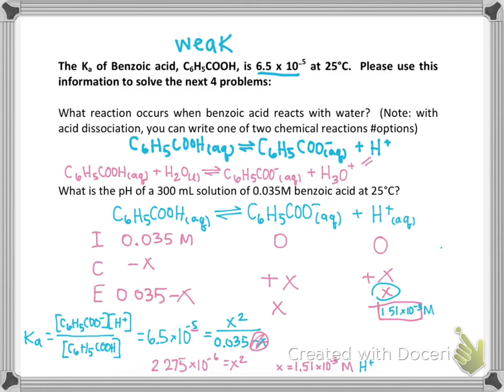And so we have proton concentration, so if we want to get to pH, we just go ahead and say pH is going to be equal to the negative log of 1.51 times 10 to the negative 3, which gives us a pH of 2.82. And so that would be our final answer.